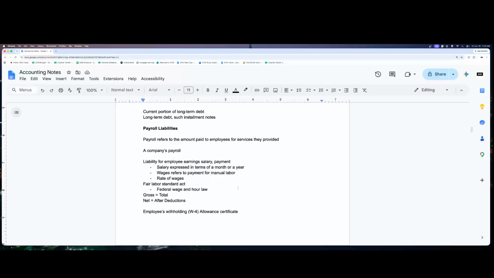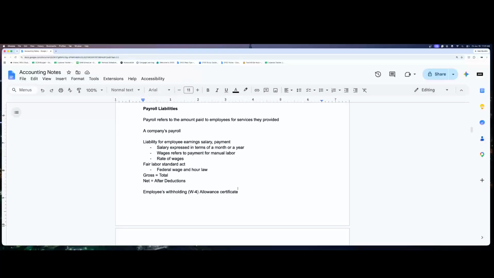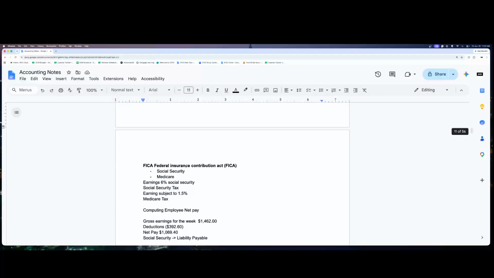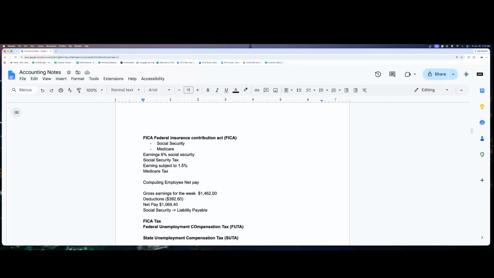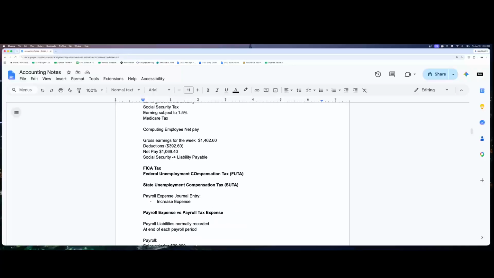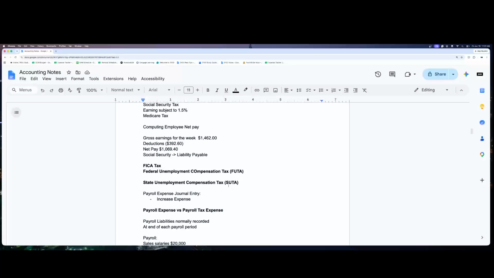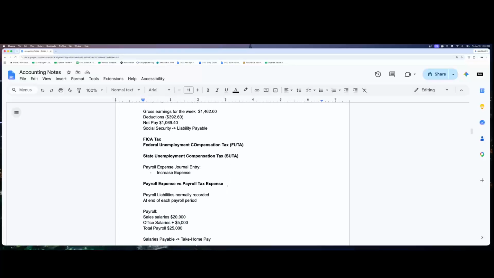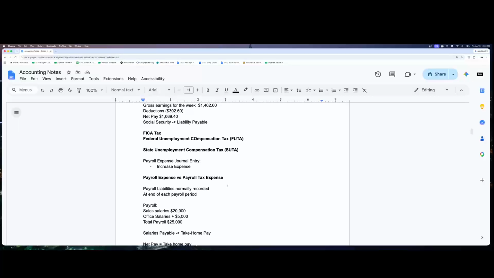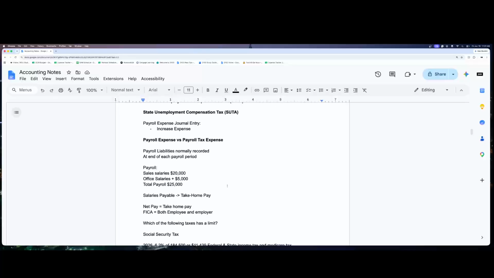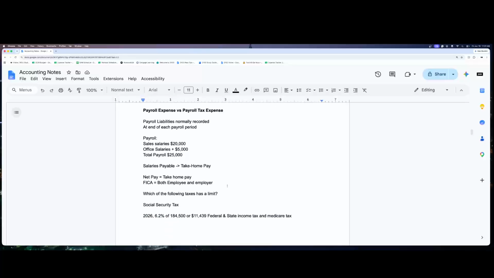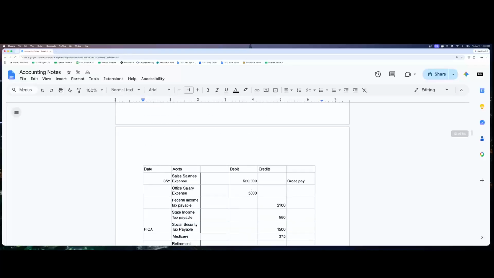Payroll liabilities. These are liabilities related to payroll, and what comes out of those things, for example FICA, Federal Insurance Contributions Act, Social Security, Medicare earnings, how to compute employee net pay, FICA tax, FUTA, SUTA, federal unemployment compensation, state unemployment compensation, and how to put that in the payroll journal entry. Payroll expense versus payroll tax expense.